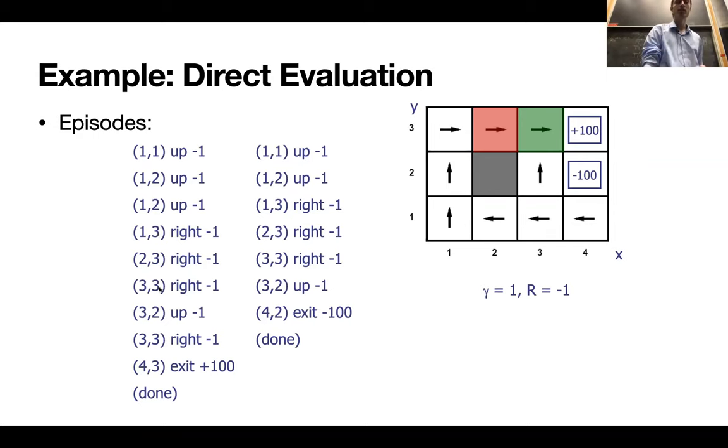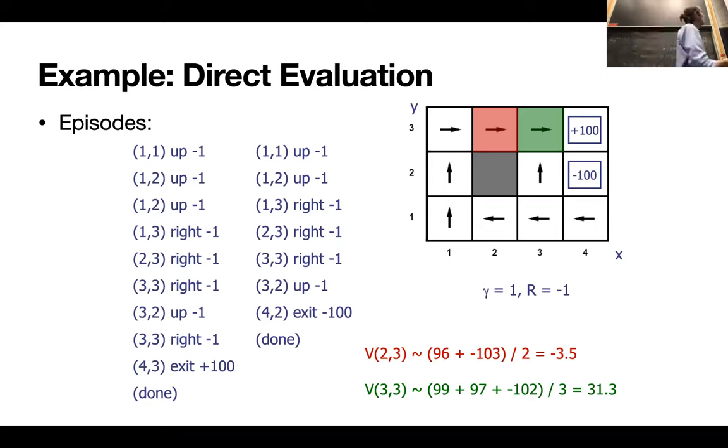Then we go right, 2,3. Right, we go to 3,3. Then when we execute right, actually here, we end up bouncing off south, down in 3,2. Then we try to go up again, then we go right and we finish. So this is one example execution of our algorithm, one episode. We can generate multiple episodes like this. We can generate a second episode, which takes a different path and finishes faster at the done state. Notice how this one ends up in the good state with plus 100, and this one ends up in the bad state with the reward of minus 100. We generate many of these episodes, and from them we learn T and R, the transitions and the rewards.